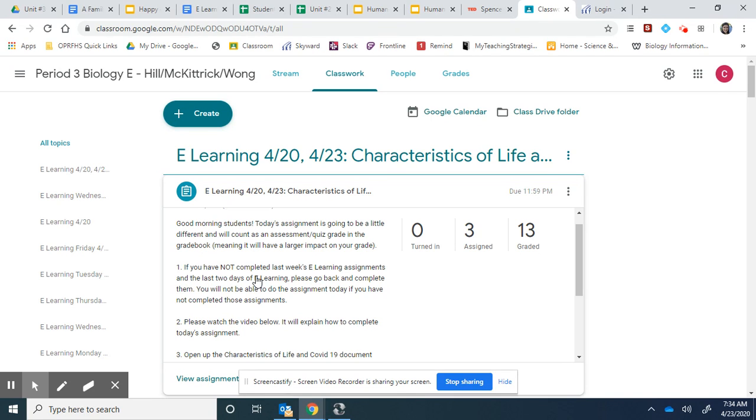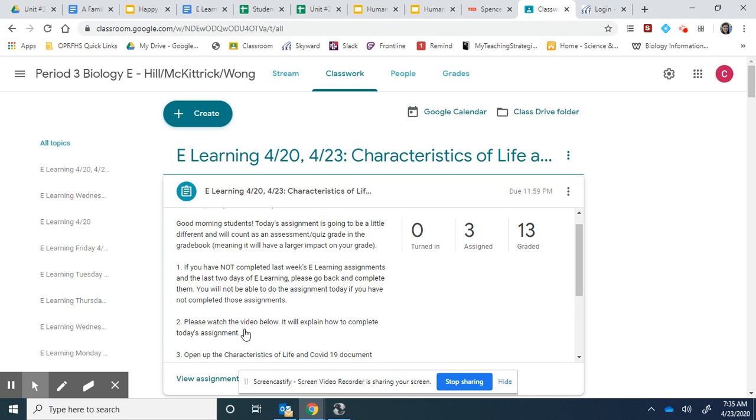First of all, if you have not completed last week's e-learning assignment and the last 2 days, so if you didn't do yesterday's assignment or the assignment from Tuesday, please go back and do those first. Otherwise, this quiz isn't going to make any sense. You can't just open the quiz and do the quiz without doing the work prior to it to learn it.